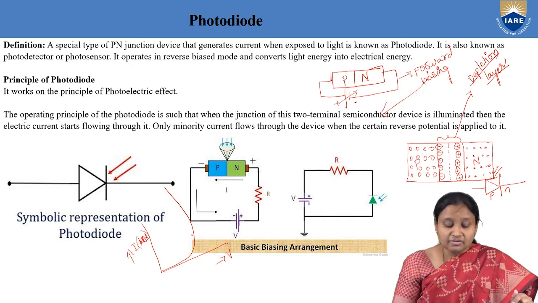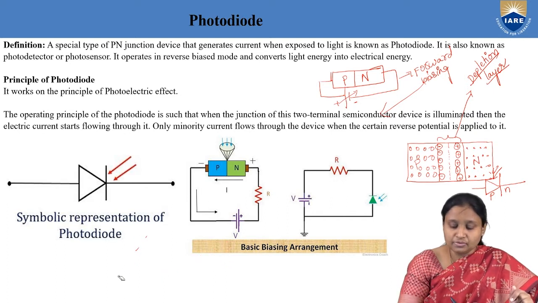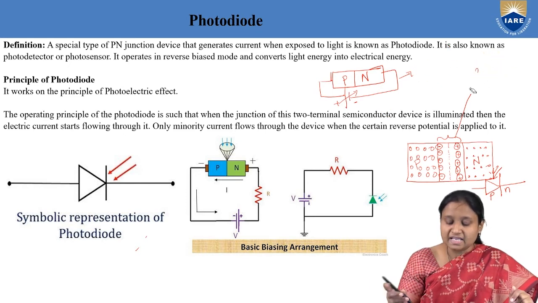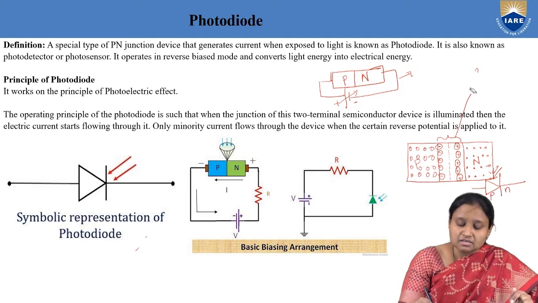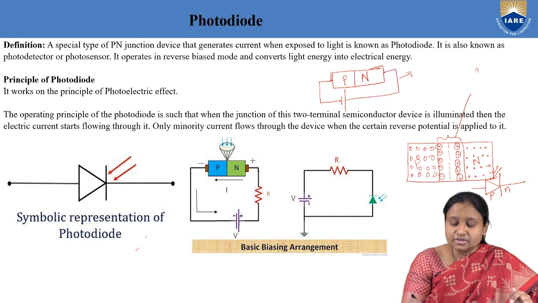But the same diode, if it is reverse biased. What we'll observe during reverse biasing is how we connect our external voltage. In reverse biasing, the P type of the PN junction is connected to the negative terminal, and the N type of the PN junction is connected to the positive terminal. This is called reverse biasing.